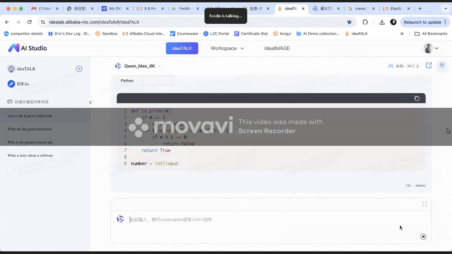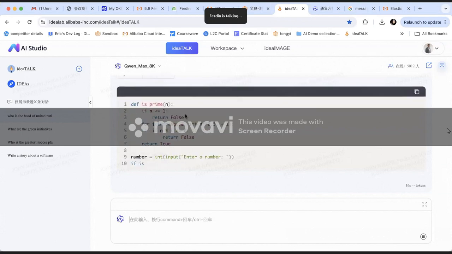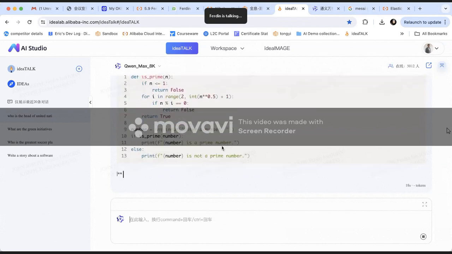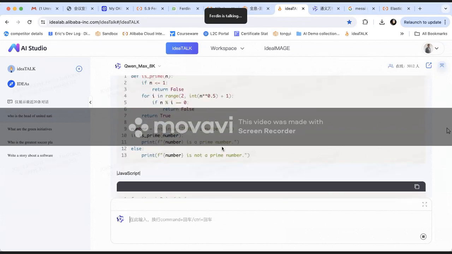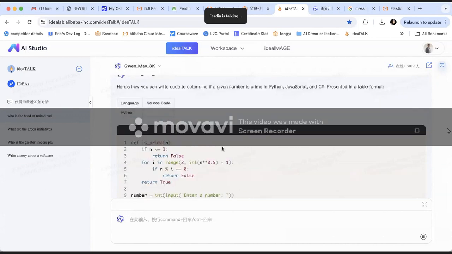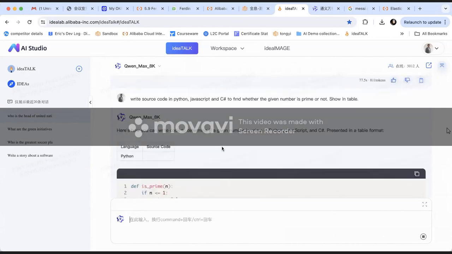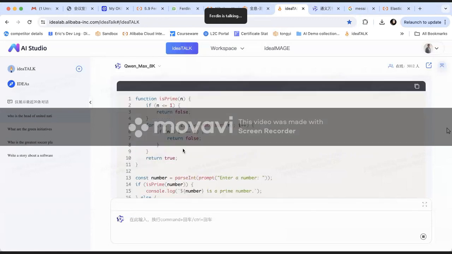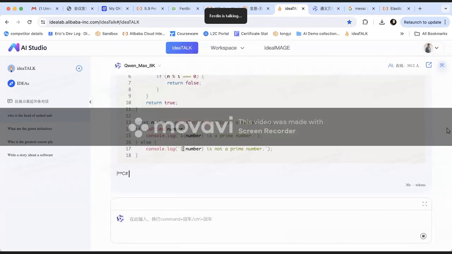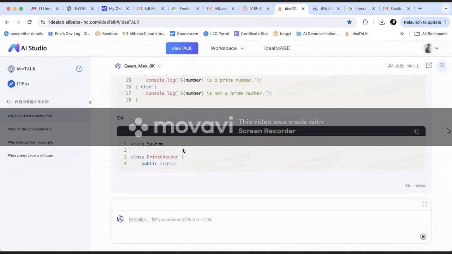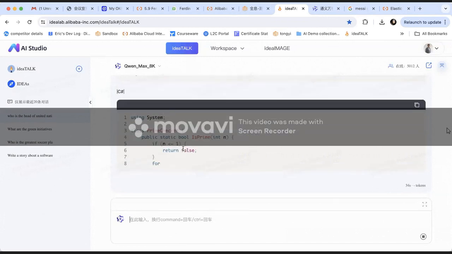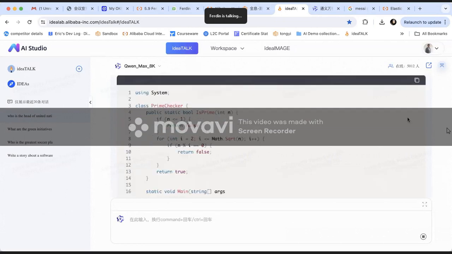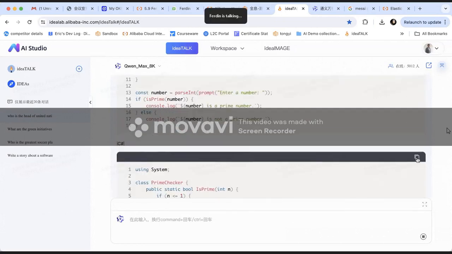So that one you cannot load the code segment in a table, so it is not showing like this, but it is trying to list it in a table. Like we have the language Python, and then the source code we have this. For JavaScript you have this, and then C sharp. And you even have the capacity to copy the code also. You just click onto this, and you will be able to copy the code.